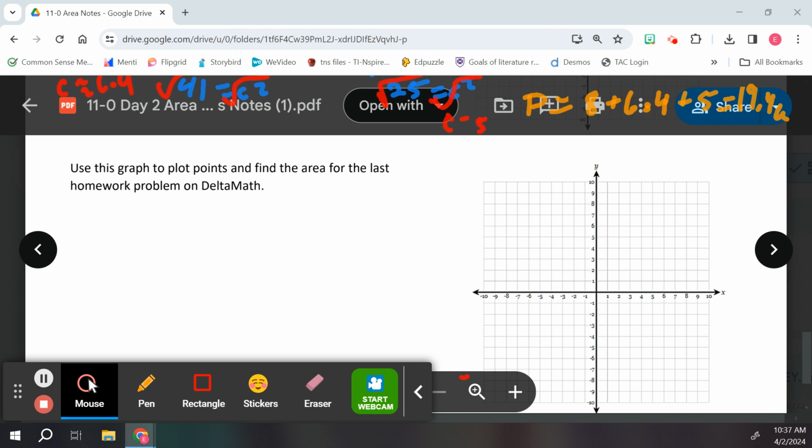All right, your homework is posted, so you can get going on it. It's on Delta. You have the rest of the period to complete it.